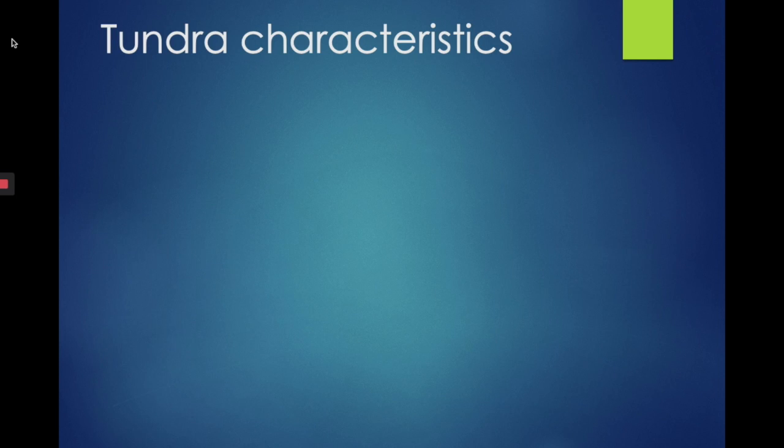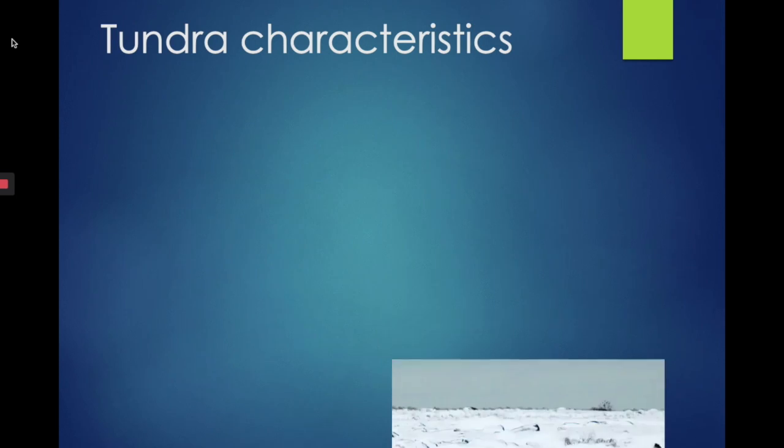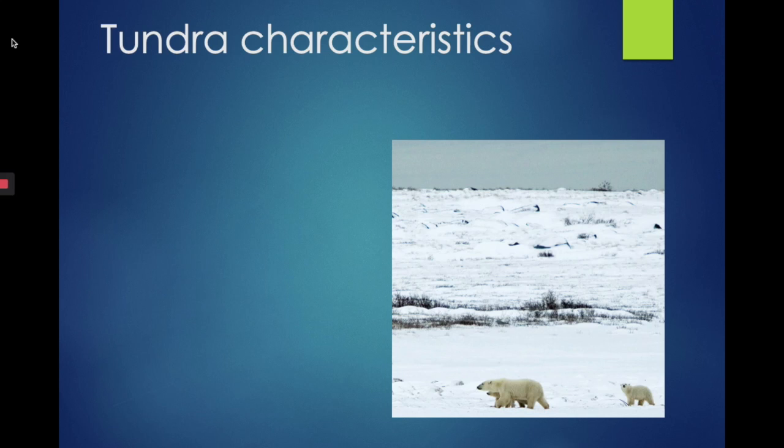Now, these are some of the characteristics that make up the tundra. If you look at this image, what types of plants and animals do you think could survive in this type of harsh environment?